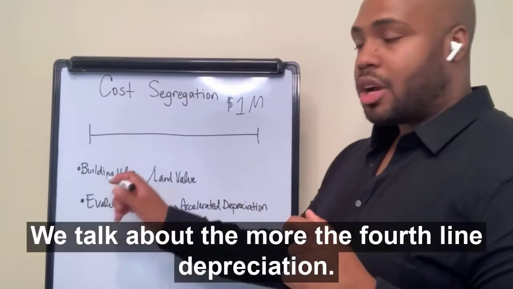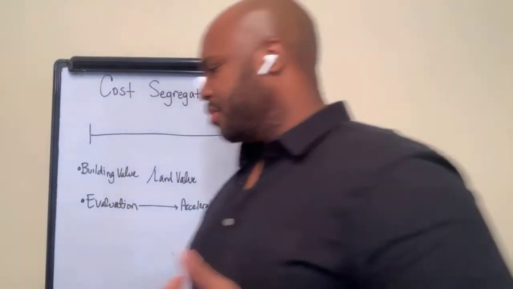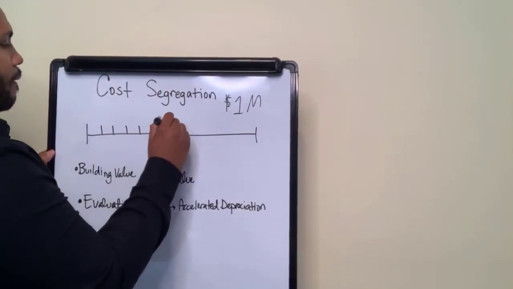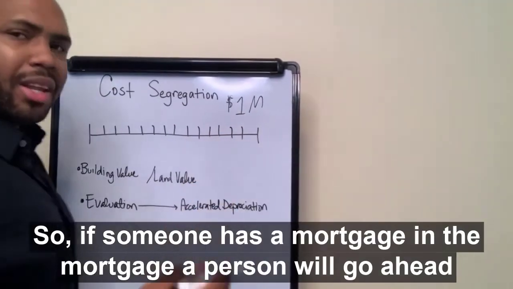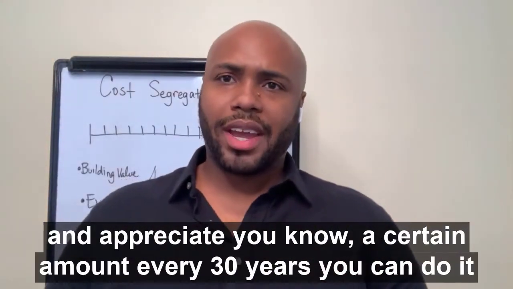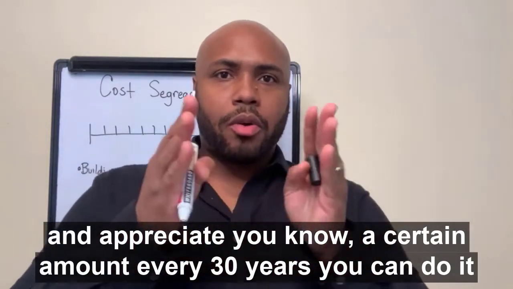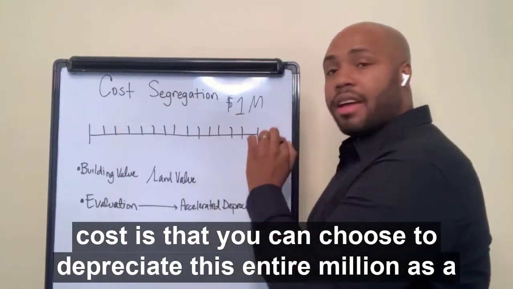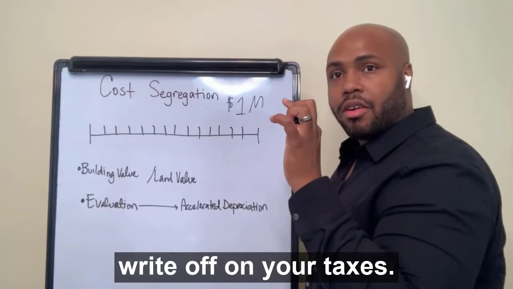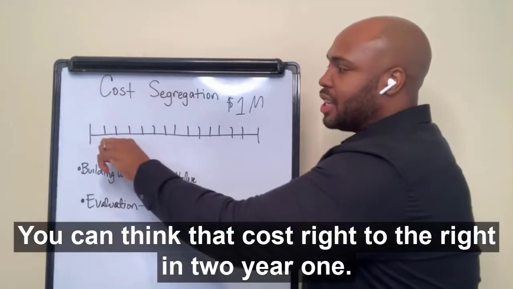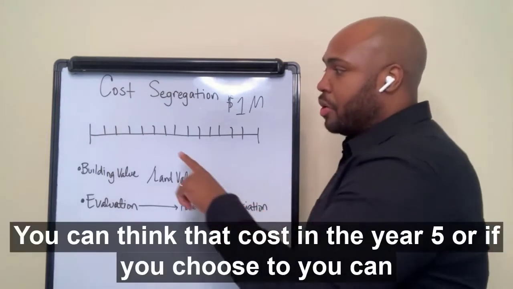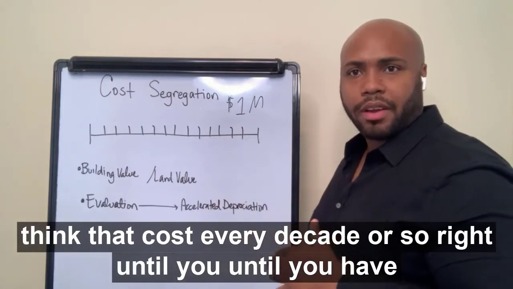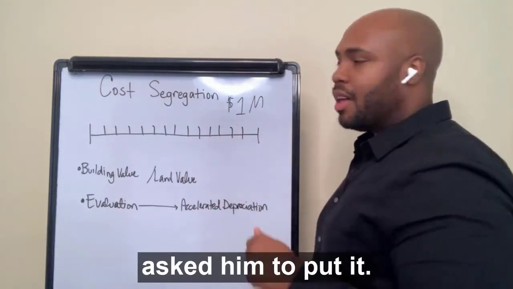So of course, in school, we talk about the straight line depreciation. And so what that looks like is this. So commonly, if someone has a mortgage, a person will go ahead and depreciate a certain amount every 30 years. Well, what you can do with cost segregation is that you can choose to depreciate this entire $1 million as a write-off, or basically it lowers your taxes. You can sink that cost right into year one. You can sink that cost into year 5, or if you choose to, you can sink that cost every decade or so, right? Until you have actually depleted that purchase.